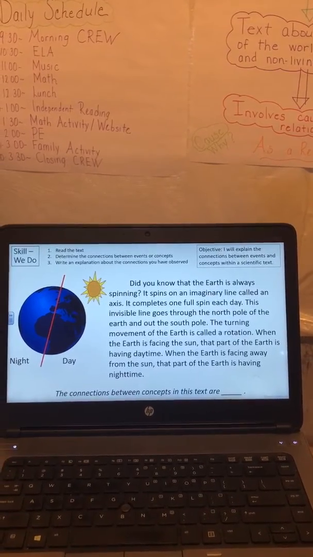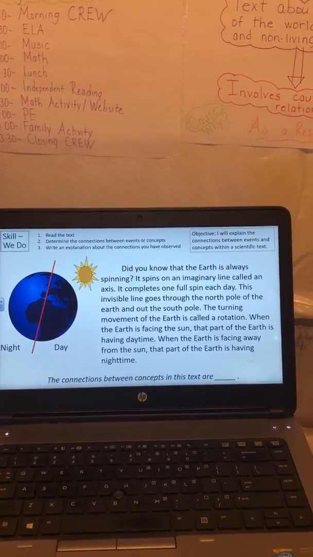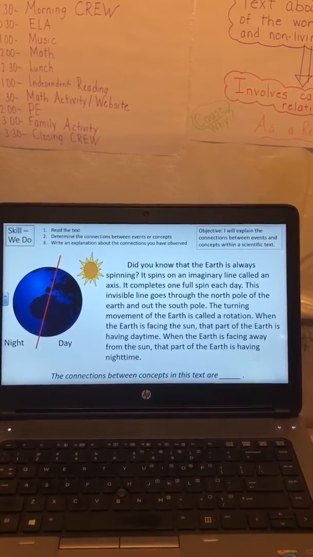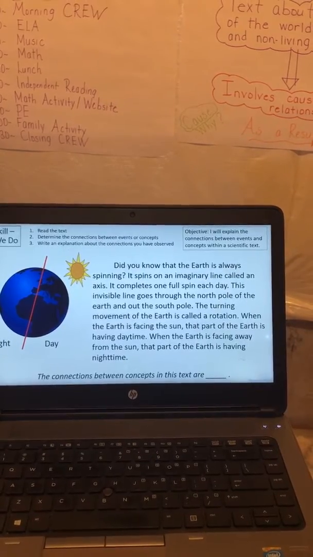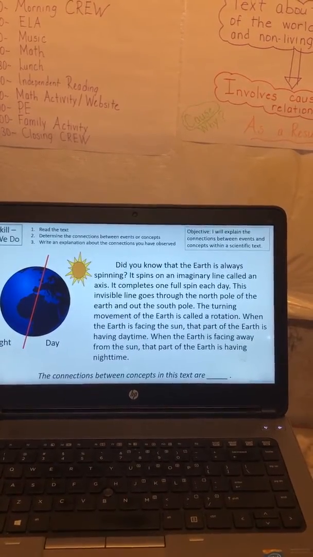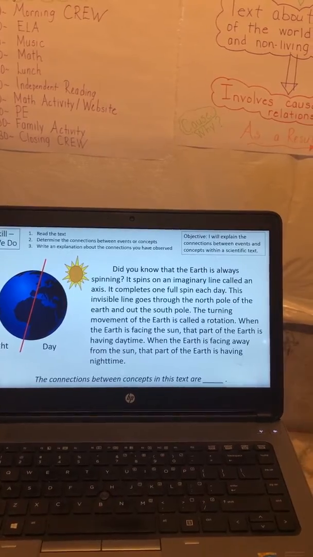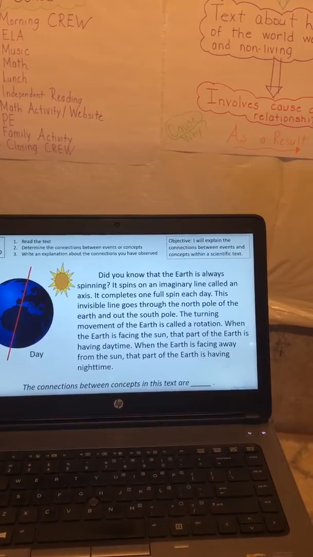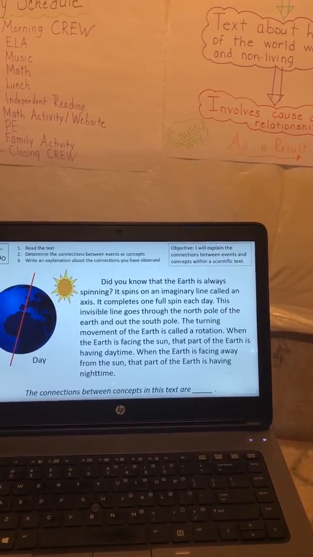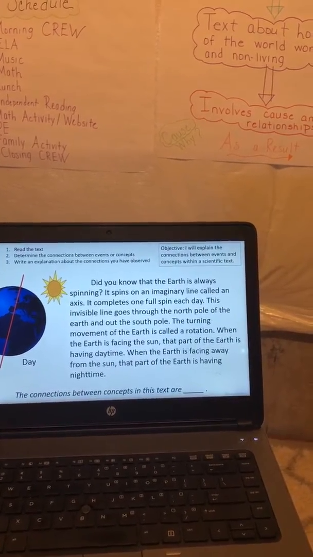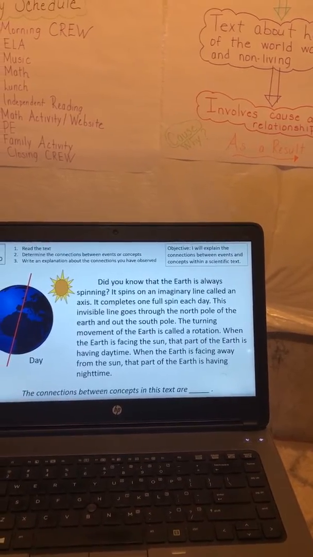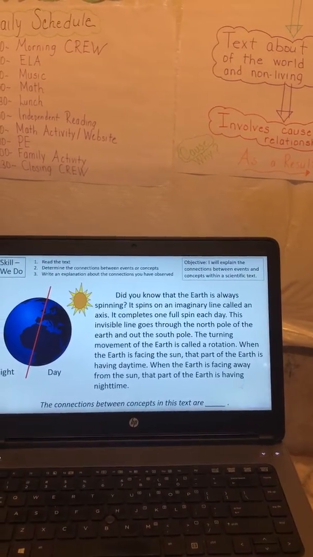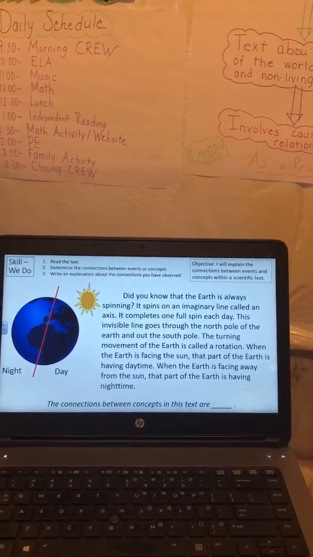Okay? Did you know that the Earth is always spinning? It spins on an imaginary line called an axis. It completes one full spin each day. This invisible line goes through the North Pole of the Earth and out the South Pole. The turning movement of the Earth is called a rotation. When the Earth is facing the sun, that part of the Earth is having daytime. When the Earth is facing away from the sun, that part of the earth is having nighttime.